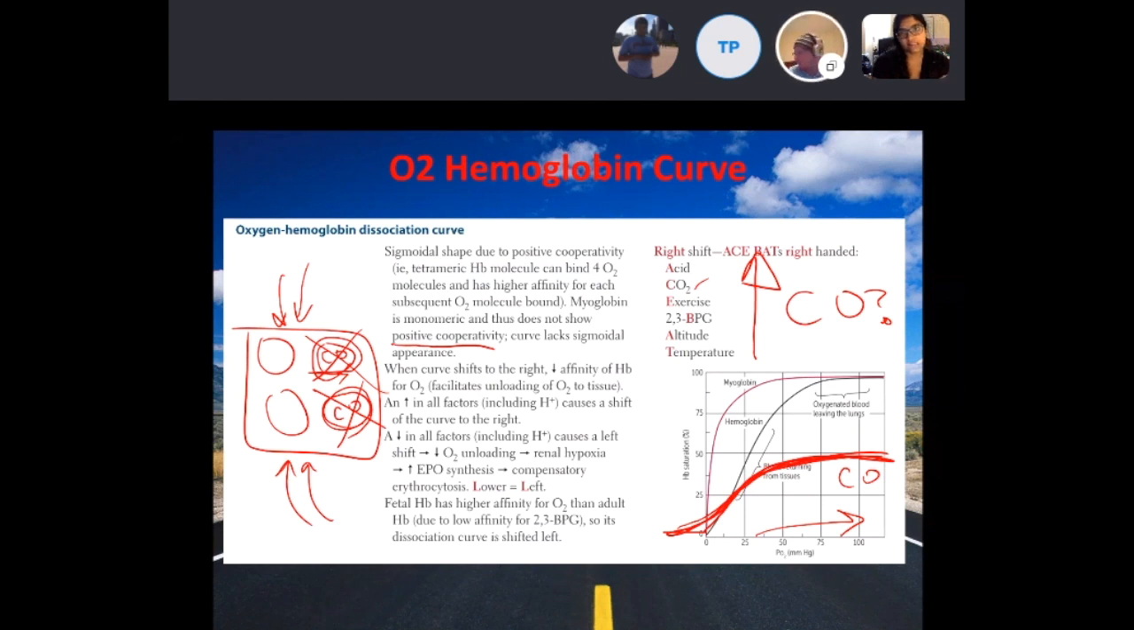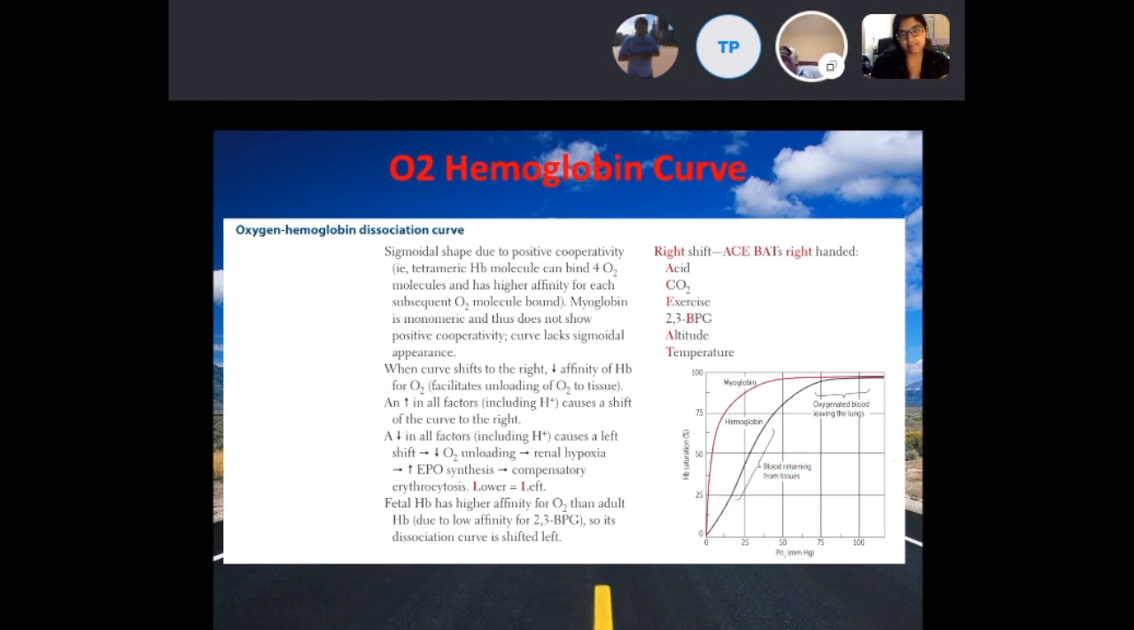Alright, well, sorry about that, guys. I didn't fully clear that one. Right now. So if I read that correctly, the increase in the affinity would cause shifting of the curve to the left. Yeah. It should shift it to the left because you're going to decrease unloading.